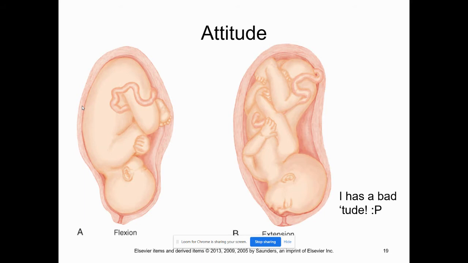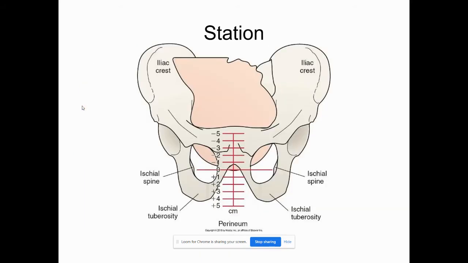to be passed. So I mentioned station before, and that when we do vaginal exams on the laboring mom, part of what we are determining is where that presenting part of the fetus lies in relation to the mom's pelvis. We feel for the ischial spines with our fingers on either side of the pelvis, and then estimate how many centimeters above or below the ischial spine we can feel that presenting part.